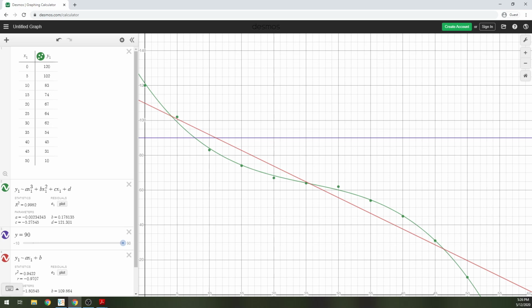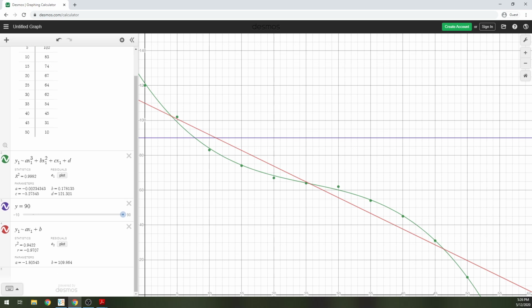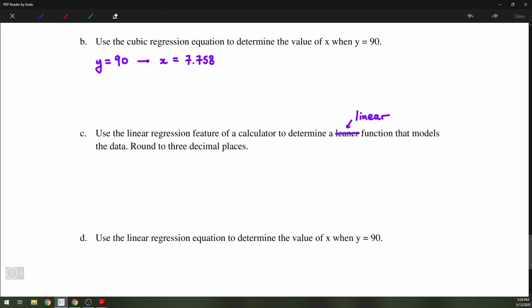Some of the points are pretty far below it, and some of the points on the right are pretty high above where the line is. But we do have parameters now, a and b. Let's write those down here. If we use a linear regression instead of a cubic one, we get y equals negative 1.805x plus 109.864.